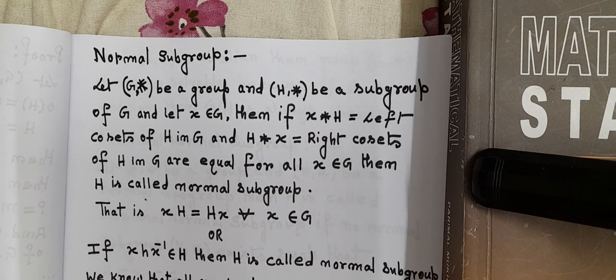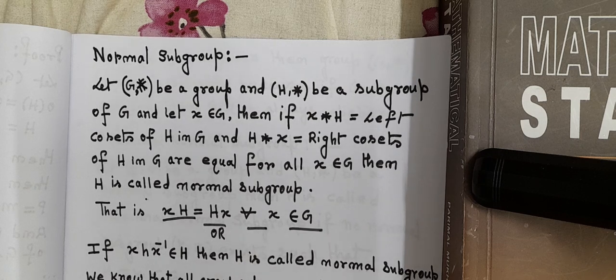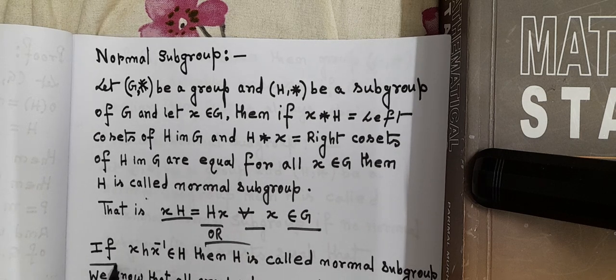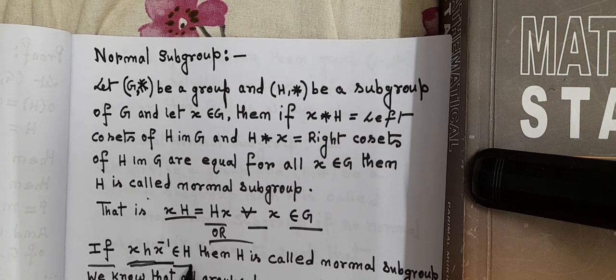Okay. Let G* be a group and H* be a subgroup of G, and let x belong to G. Then, if xH, the left coset of H in G, and Hx, the right coset of H in G, are equal for all x belonging to G, then H is called a normal subgroup. That is, xH equals Hx for all x belonging to G. Or we can write it like this: if xHx⁻¹ belongs to H, then H is called a normal subgroup.